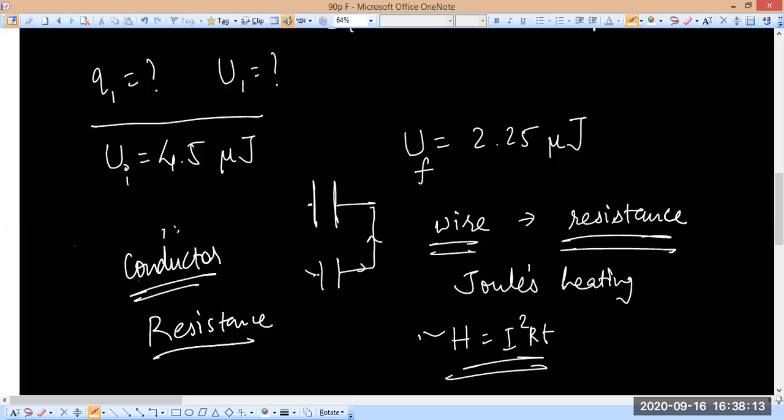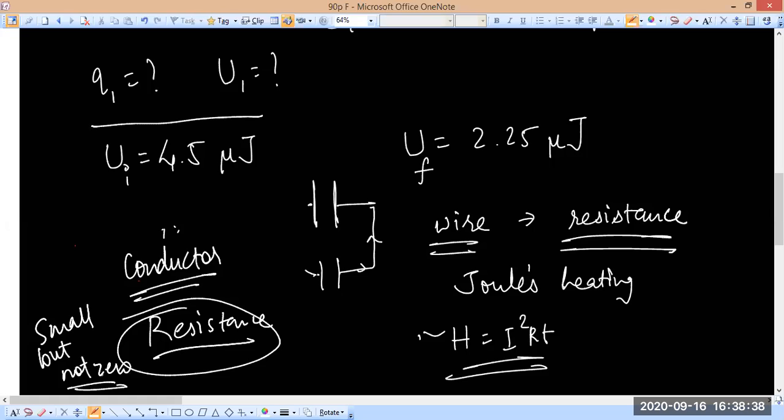So in any such situation, when you connect a capacitor with another one, when charges get redistributed, there will definitely be a loss like this. There will definitely be some resistance, small but not zero. That's what you should understand. Resistance is small but never zero. Okay, fine. So that's it about this question.